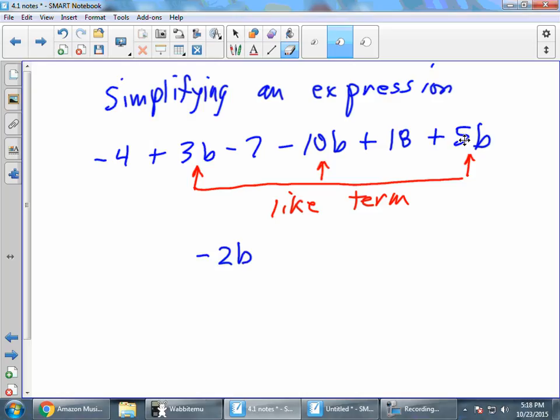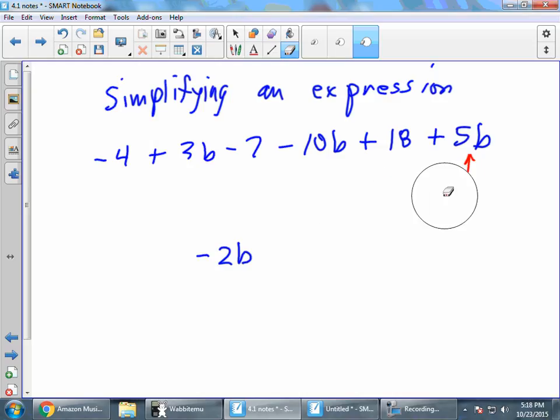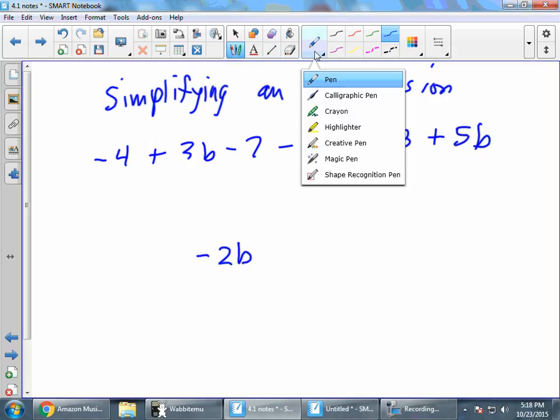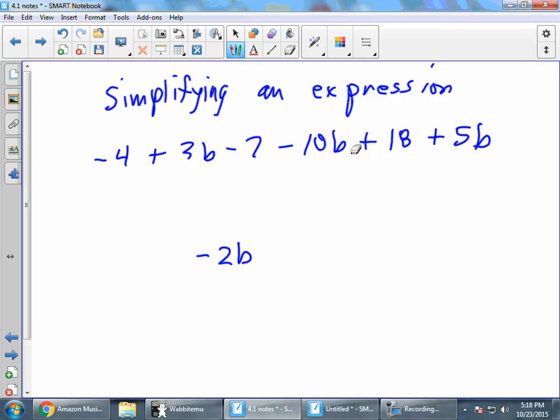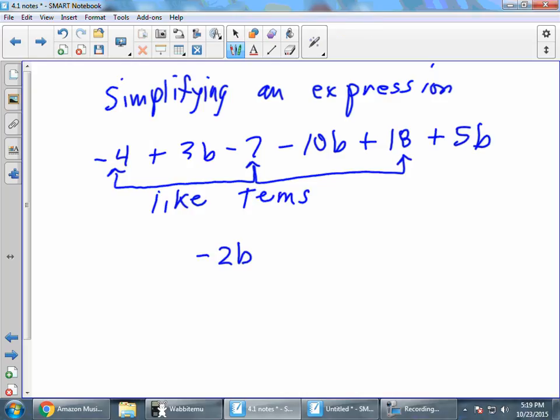Okay, now I think I'm going to try this fancy vanishing pen here. I always forget to use that one, but what the heck? We could have some fun. Magic pen. Let's try that. So we have like terms here, these guys are just integers. And these are like terms. Does that vanish? There it goes. Yeah, that's kind of cool. Hopefully it stayed there long enough for you to realize that they were like terms.